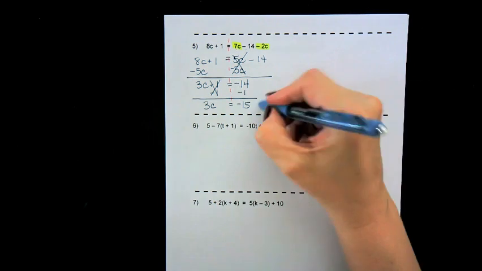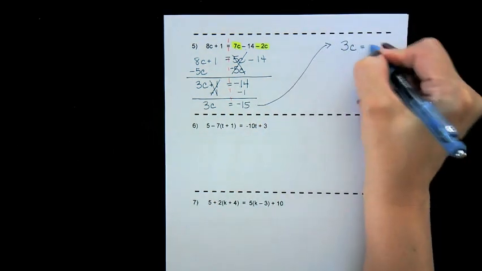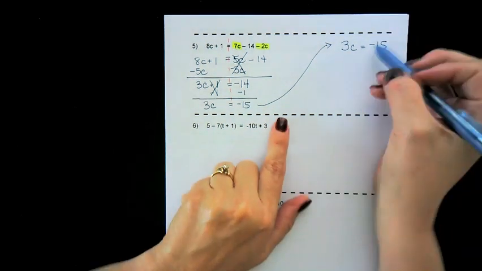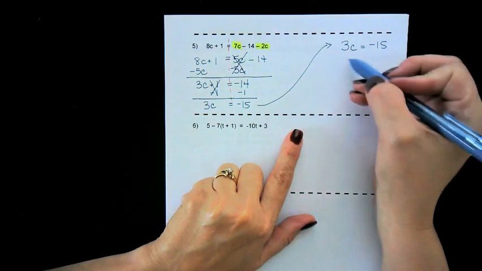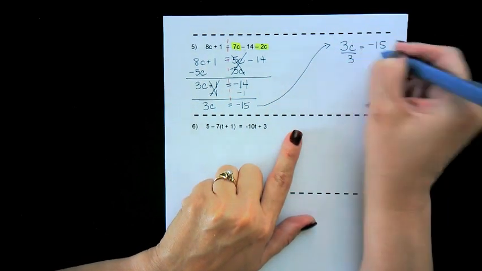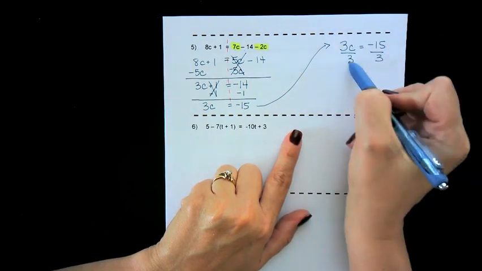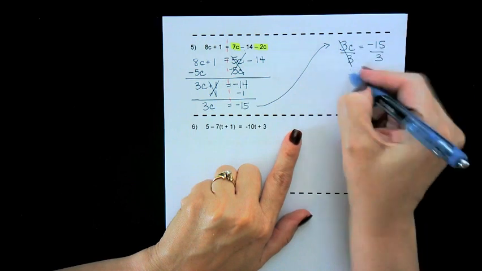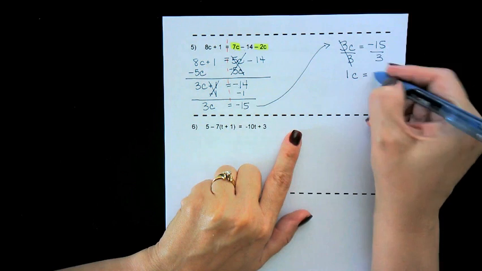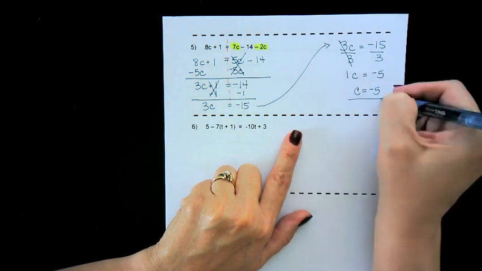Now I'm just going to hop over here and rewrite that equation that I'm left with. 3c equals negative 15. Didn't do anything, just rewrote it so I had more space. Now I'm going to undo the multiplying by 3 by dividing by 3. The reason I do that is because 3 divided by 3 is 1. C equals negative 15 divided by 3, which is negative 5. Or we could easily say c is negative 5.